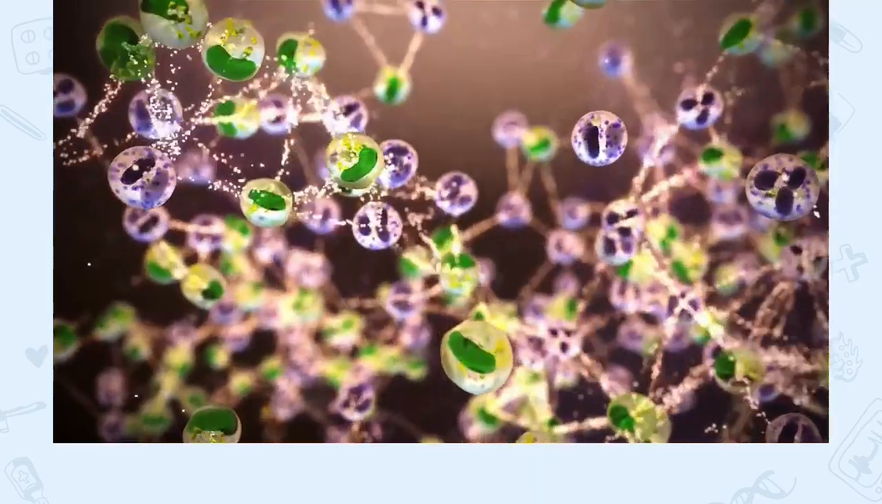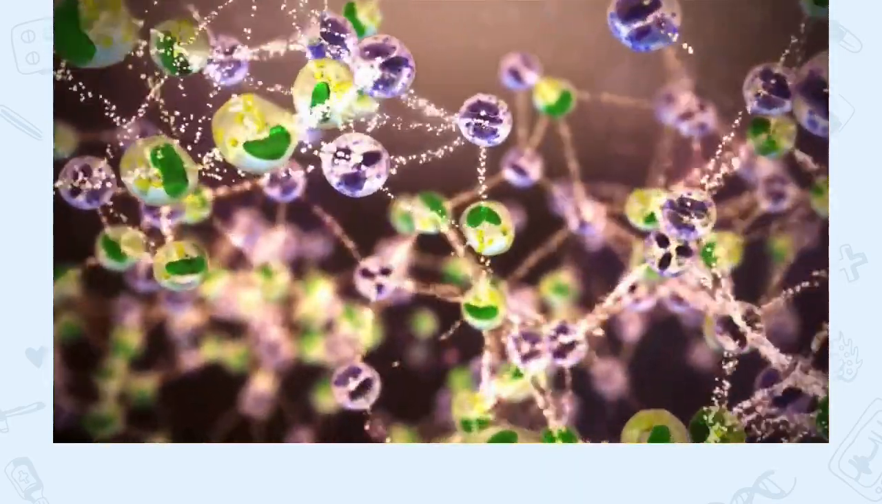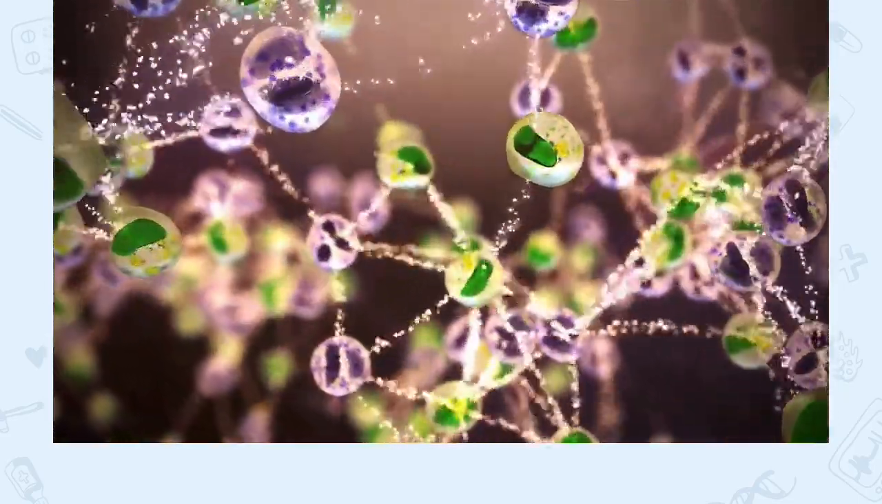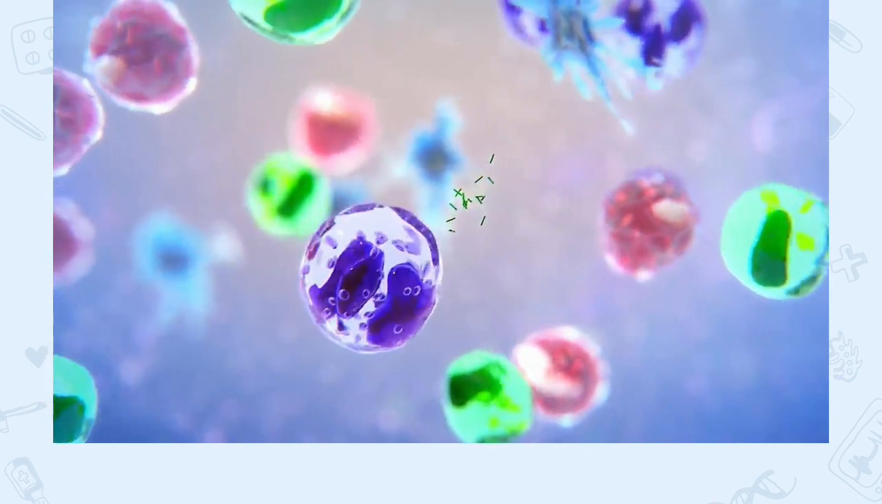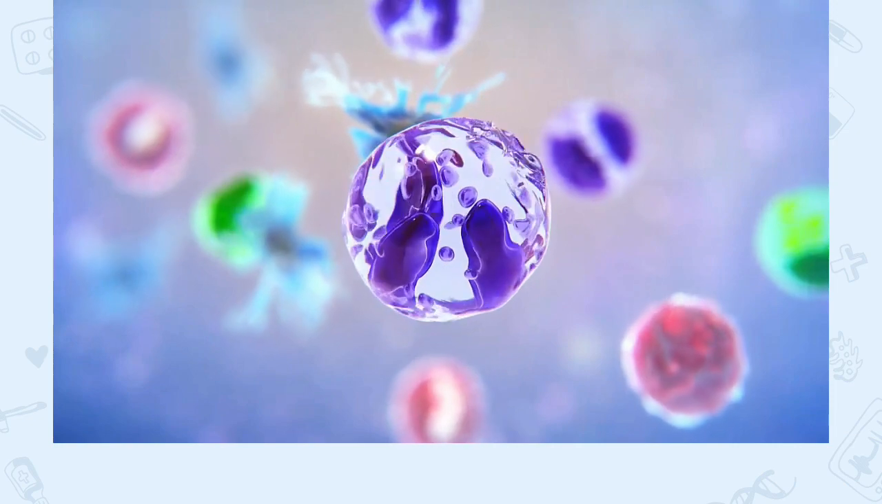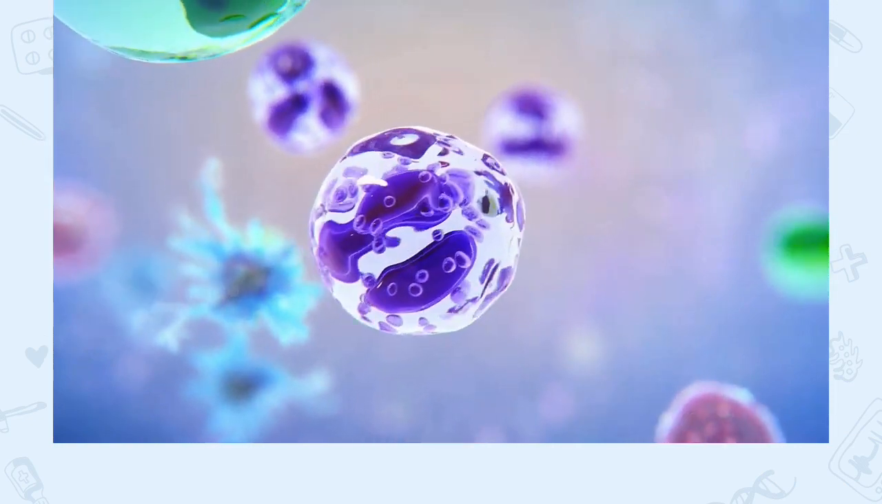The immune system can be divided into innate and acquired immunity. The innate immune system responds to invaders immediately without needing to learn to recognize them. The innate immune system involves cells called phagocytes, which are able to ingest invaders. Phagocytes include macrophages, neutrophils, monocytes, and dendritic cells.